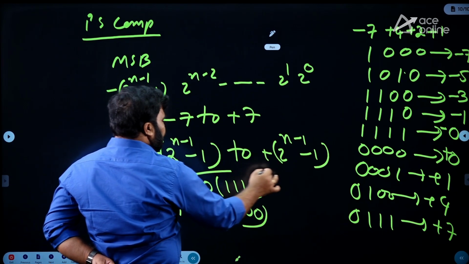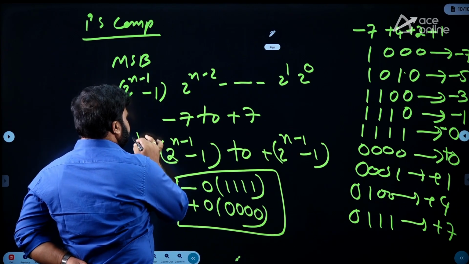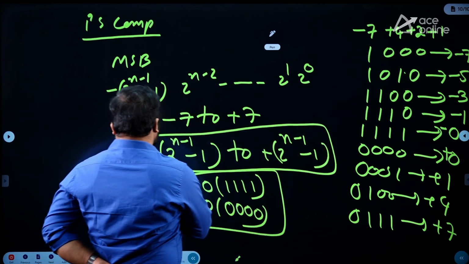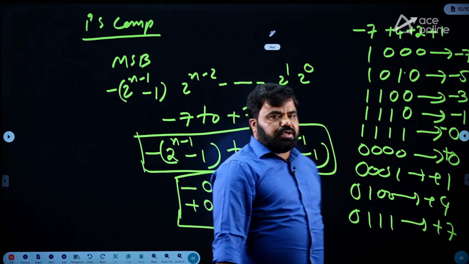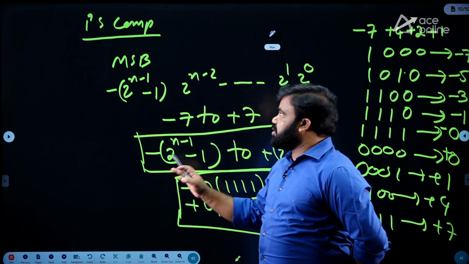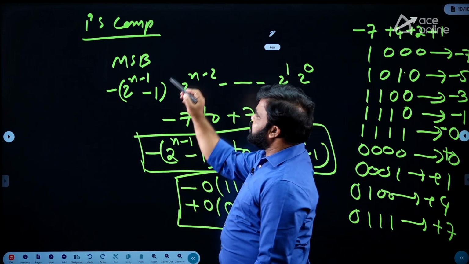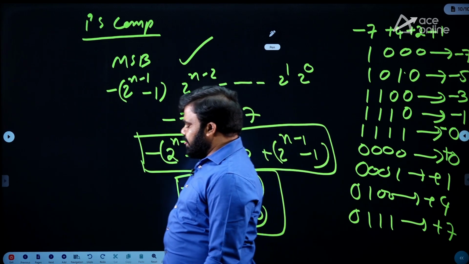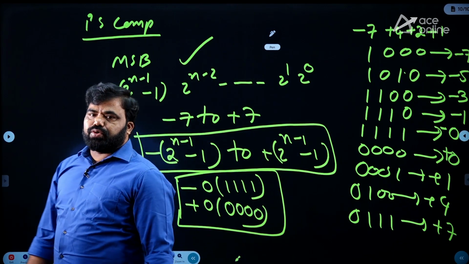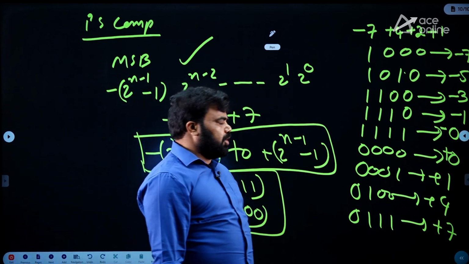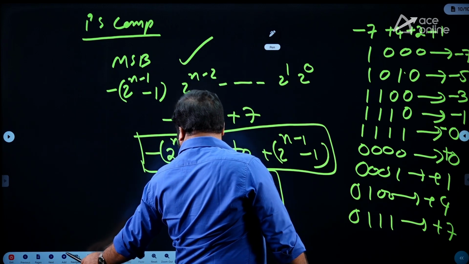So that is the 1's complement representation, right? Signed magnitude, then we have seen the 1's complement representation. These are the protocols, the rules. Then coming to the 2's complement representation. Let us see the 2's complement representation.